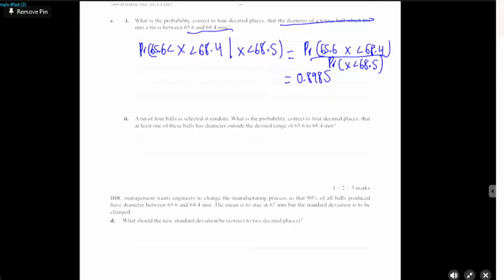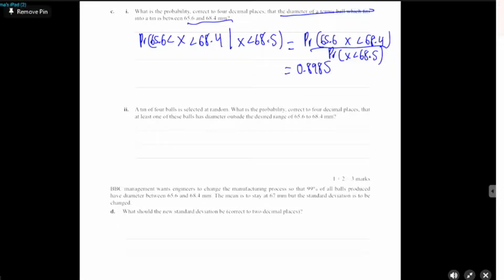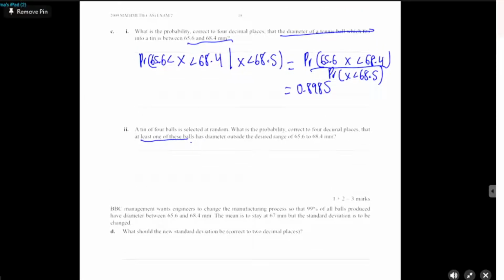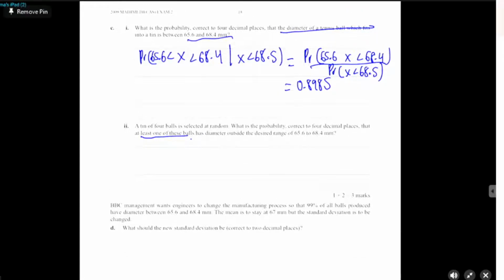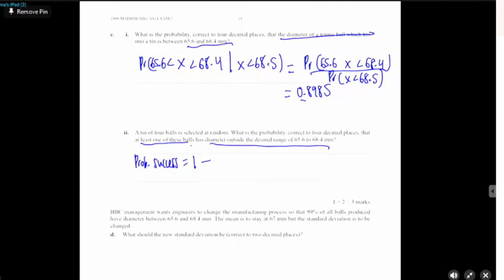Now with II, it's asking for the number of balls, so I'm going to let that variable be y, and it's asking for the diameter to be outside this range. So your probability of success will change. Your probability of success will now be one take away this value that you found here, which, when I put that into my CAS, is equal to 0.1015.